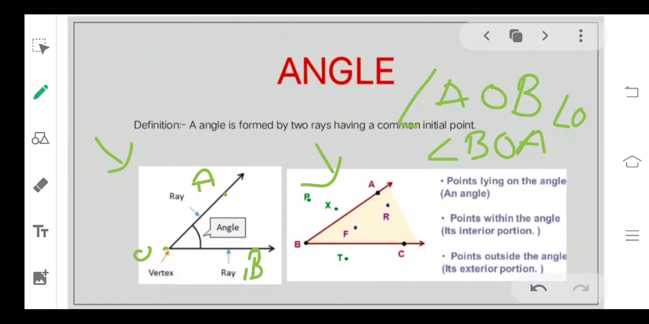Points lying on the angle are called points on the angle. Here, A, B and C are there. Points within the angle are its interior portion. For example, here point R and point F are in the interior portion. Points outside of the angle are called its exterior portion. For example, here point P, point X and point C are part of the exterior portion.